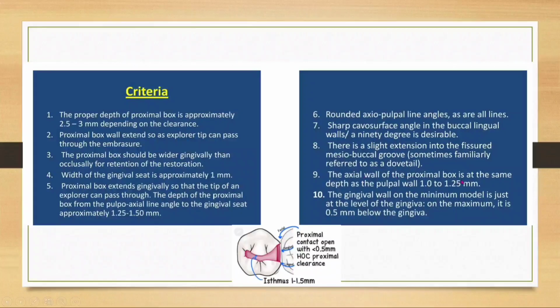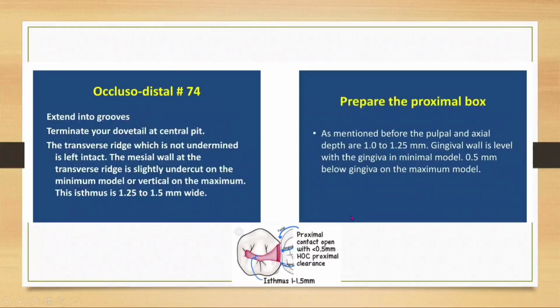The axial wall of the proximal box is at the same depth as the pulpal wall, that is 1 to 1.25 mm. The gingival wall on the minimum model is just at the level of the gingiva. On the maximum, it is 0.5 mm below the gingiva.